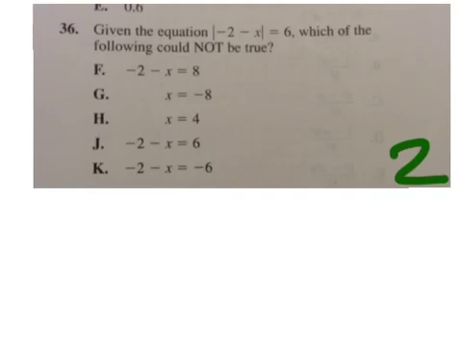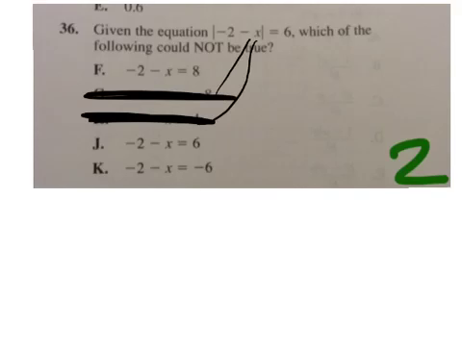Given the equation, the absolute value of negative 2 minus x, close the absolute value, equals 6, which of the following could not be true? It could not be true. Well, let's look at these easy ones. If I put a 4 in there, negative 2 minus 4 is a negative 6. Absolute value is 6. So that's out. What about this one? If I put in a negative 8, that would give me a positive 6. That one is out.